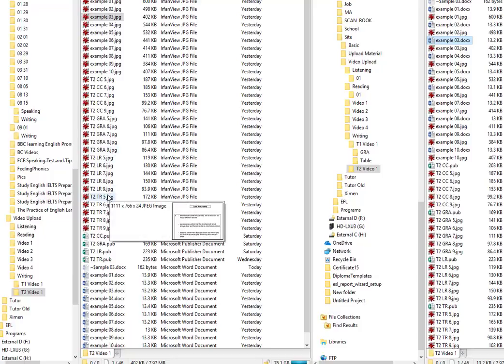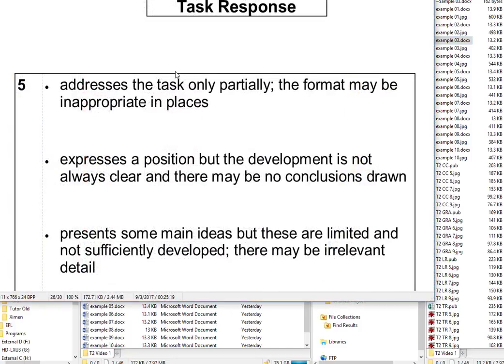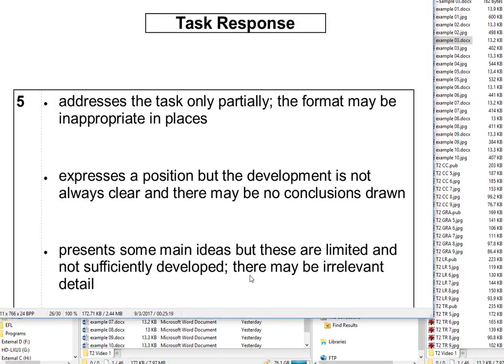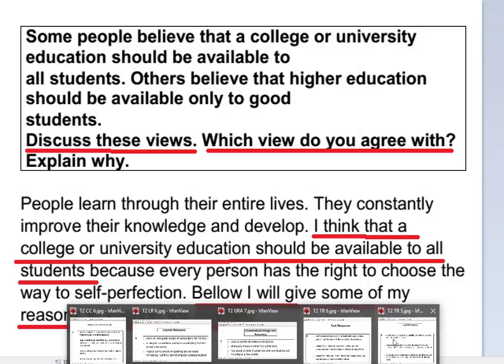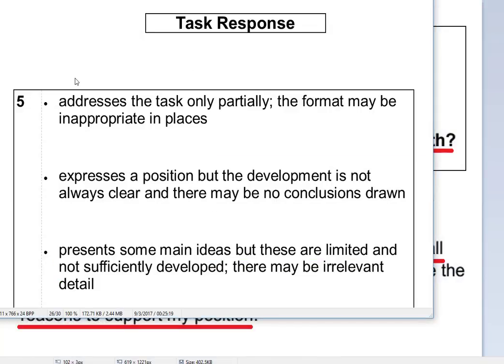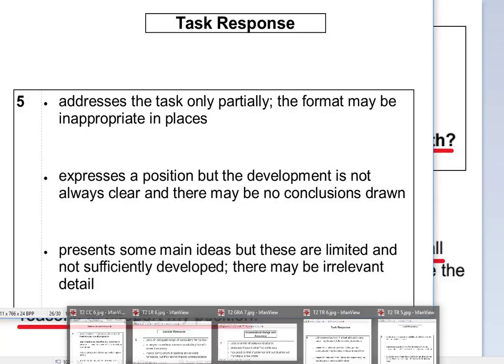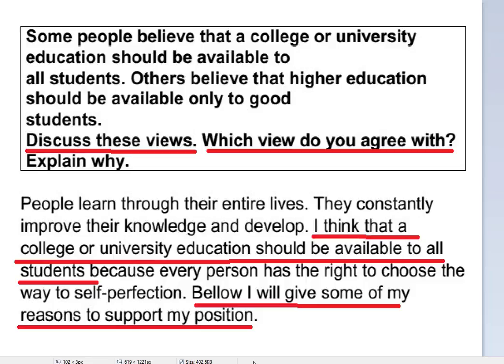So if you look at task response 5, addresses the task only partially. So for this kind of response, there's a ceiling. You cannot give more than a 5 because this is ignored. So it doesn't matter how good the writing is, there's a ceiling. 5 is a ceiling. So please read the prompt carefully. Make sure that you address all parts of the prompt.